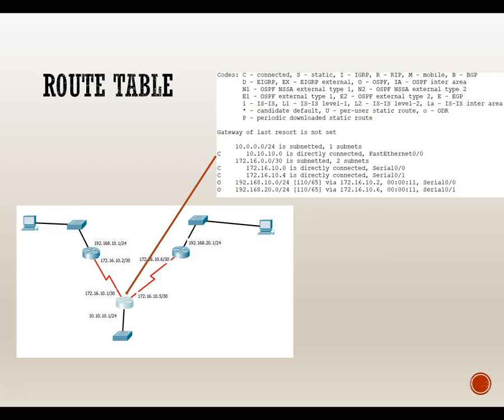We've looked at our route table a little bit already, and in this one, the 10 is subnetted into one subnet. And this is gateway of last resort is not set, which means that we do not have a default route. No default route is available. So if its destination is not in this route table, either the 172.16 network, 192.168.10 or the 192.168.20, then it's going to be dropped.